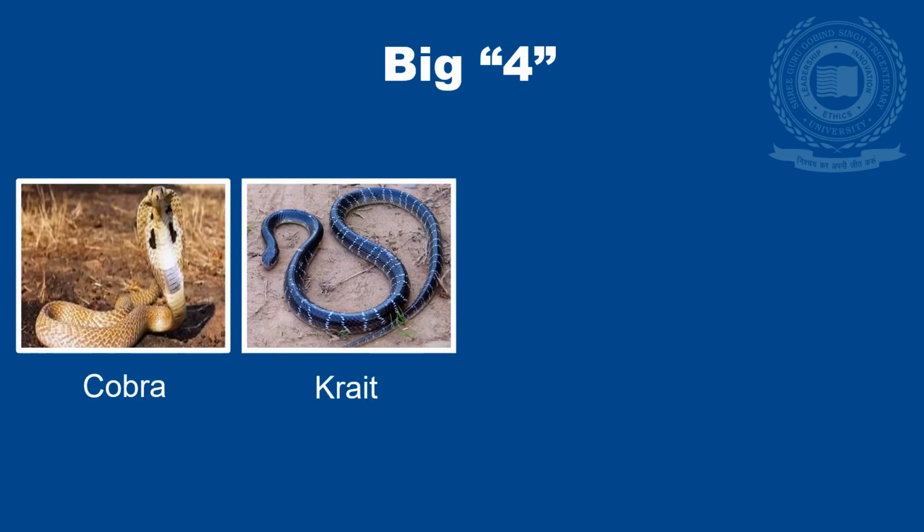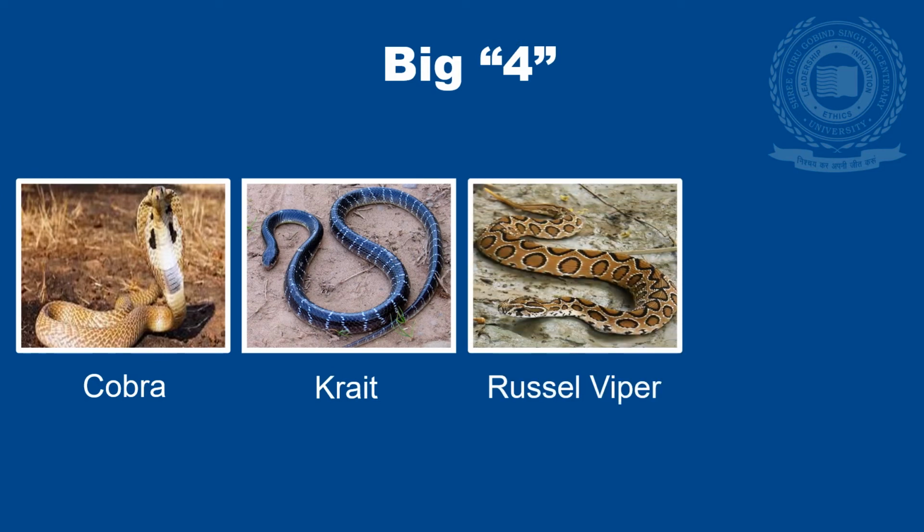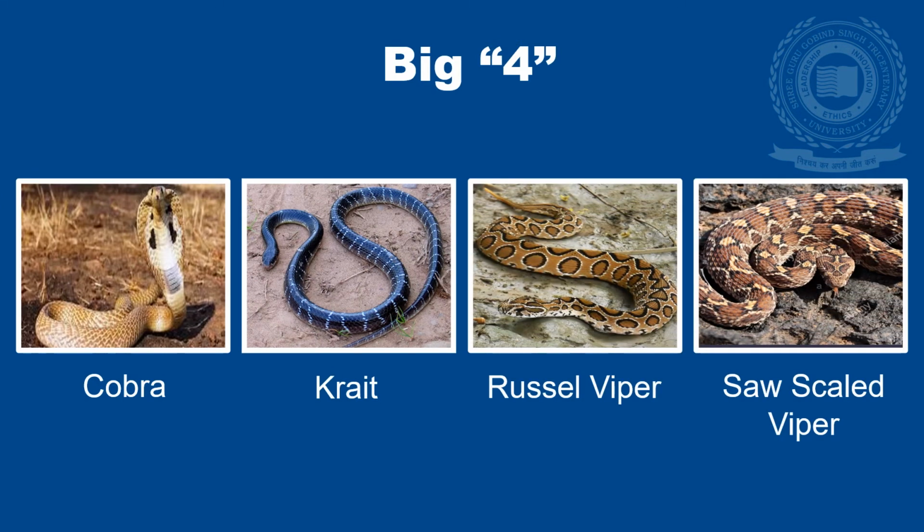Today we will be learning about management of snake bite. We have the big four poisonous snakes present in India. They are cobra, krait, Russell viper and saw scale viper. So we have to deal with bites by all these four poisonous snakes, so we must know what are the anti-venom against them.